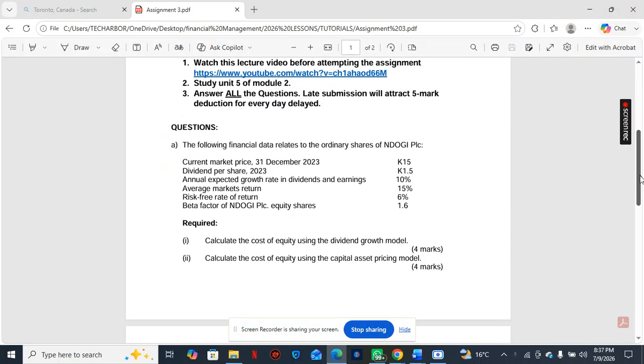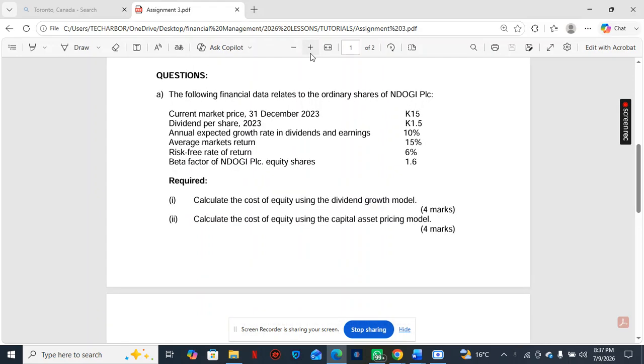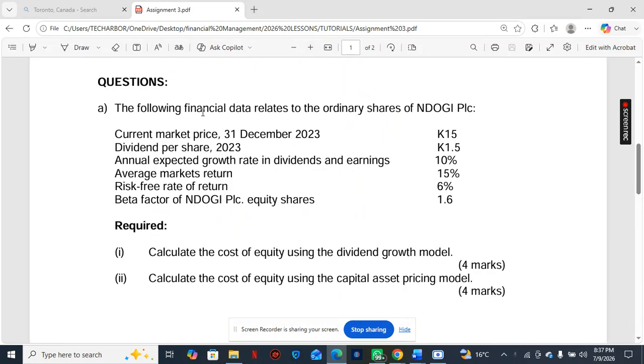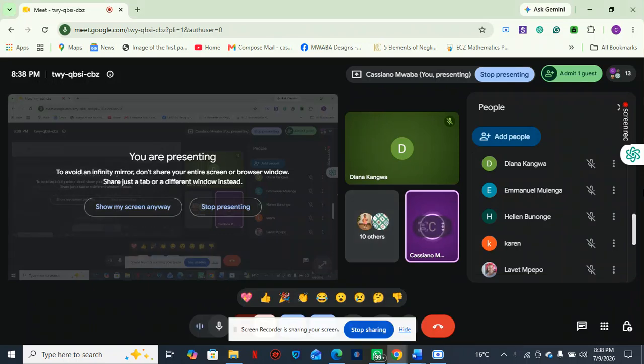Right. So the question reads, the following financial data relates to the ordinary shares of Ndogi PLC. First here we have the current market price, 15 kwacha. This, colleagues, is how much a share is going for this company. Dividend per share, 1 kwacha 15 ngwee. This is how much the shareholders are receiving.